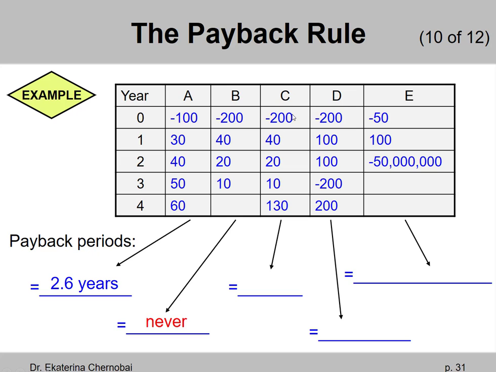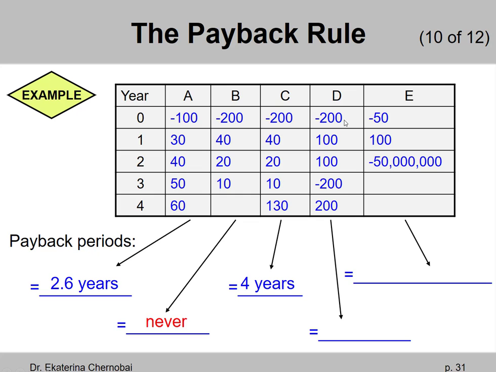We invest $200 today. In the future, we get back 40, 20, 10, and 130 in the next 4 years. What is the payback period? If you do the math, 40 plus 20 equals 60, plus another 10 equals 70, plus another 130 equals exactly 200. So after 4 full years, we will recover our initial investment. Okay, so there are no issues here.